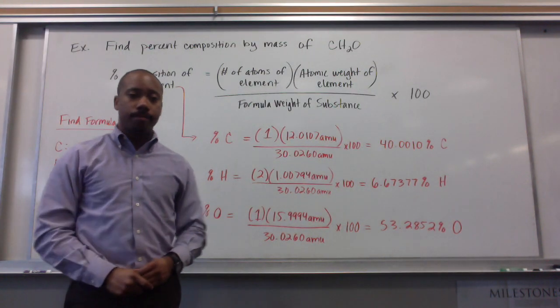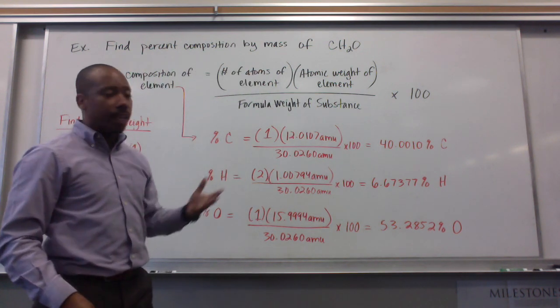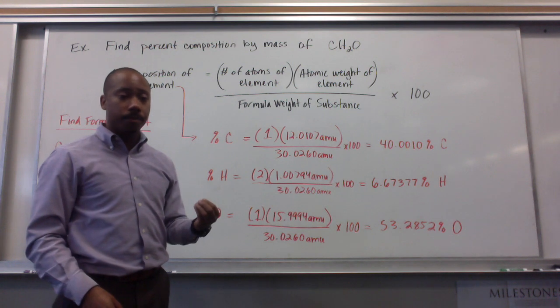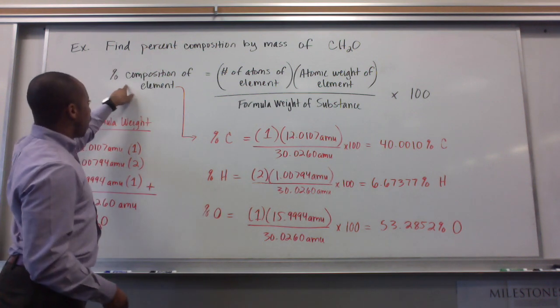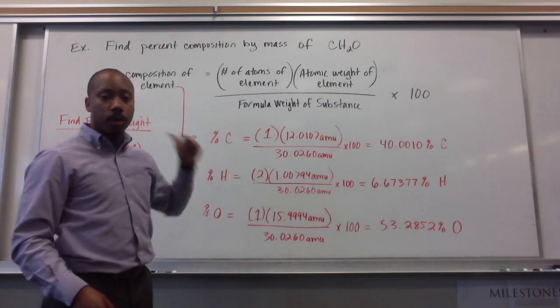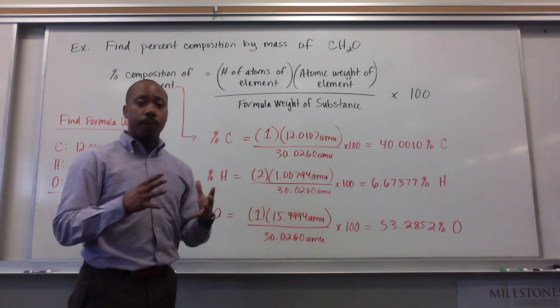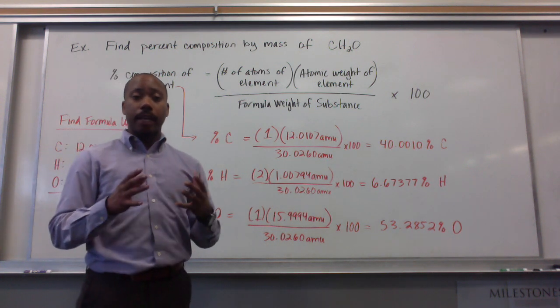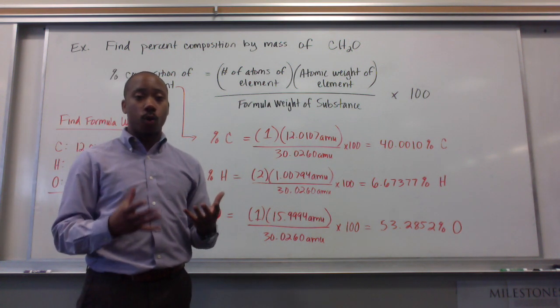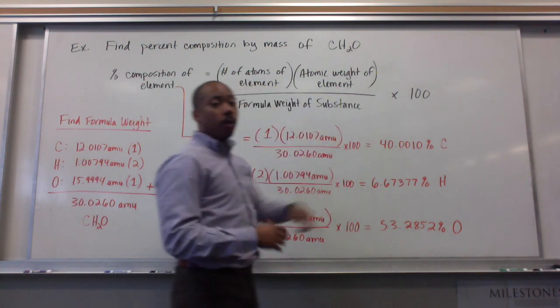So here's a question. Find the percent composition by mass of CH2O. That's the problem. Again, the percent composition of the element is equal to this formula here, which was described in the last part of the board. The first thing you want to do when approaching a problem like this is find the formula weight or the molecular weight of the compound in question. So we have CH2O as my compound. I want to find the formula weight.